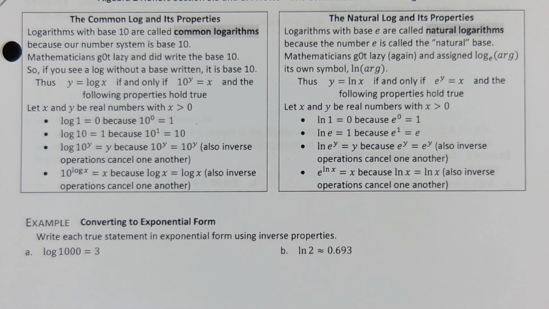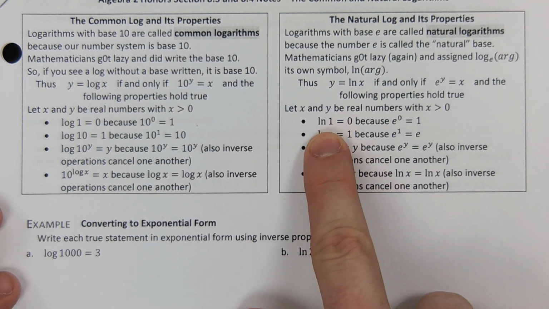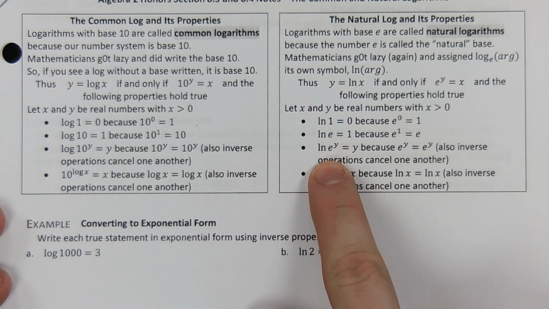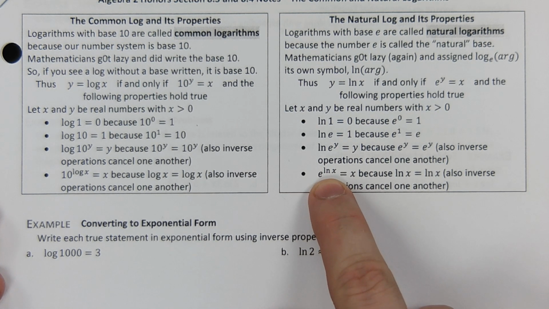But it's a logarithm. It follows all the same rules. Log base e of 1 equals 0. Log base e of e is 1. Log base e cancels exponential base e, and exponential base e cancels log base e.